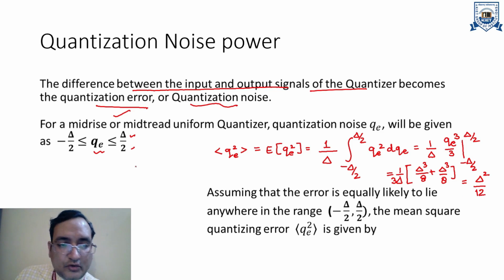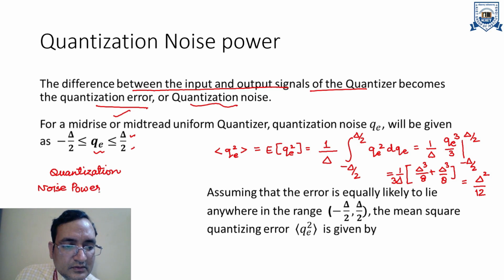Quantization noise power for PCM will be given by delta square by 12. So assuming that the error I have considered is lying between minus delta by 2 to plus delta by 2, either you are considering mid-rise or mid-tread.